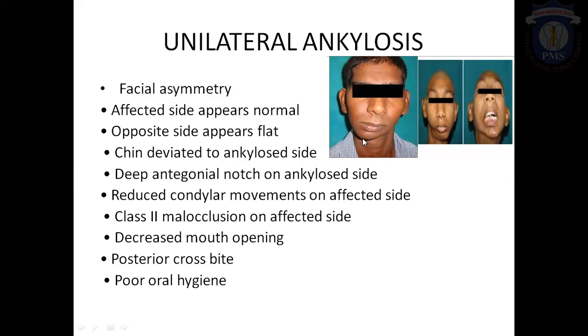The chin may deviate to the ankylosed side. Deep antegonial notch may be seen, and reduced condylar movement on the affected side. On the affected side, reduced condylar movement is seen, and a class 2 malocclusion is noticed. Mouth opening will be decreased, and there will be a posterior crossbite and poor oral hygiene.